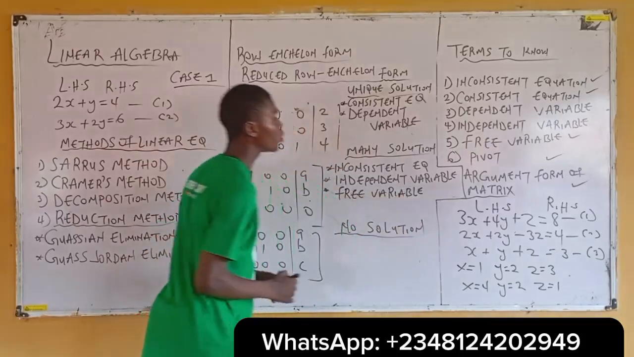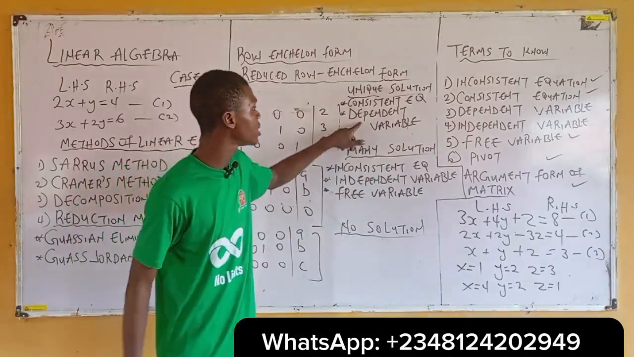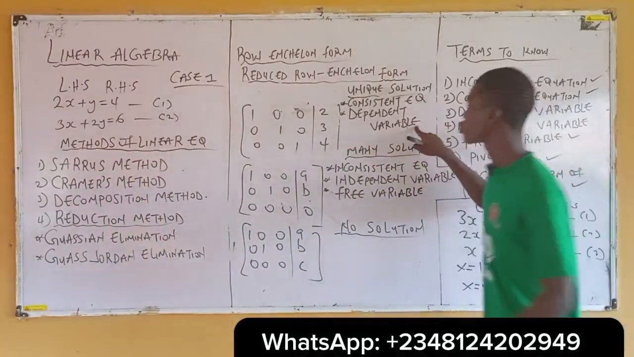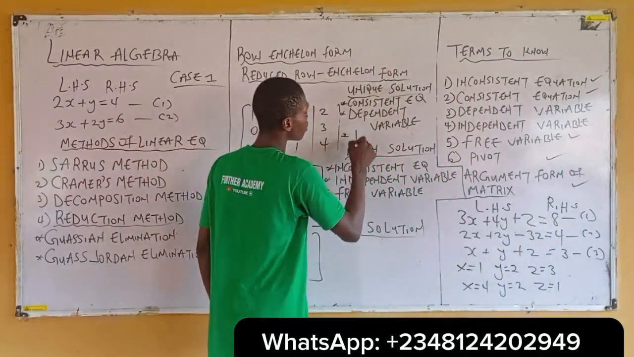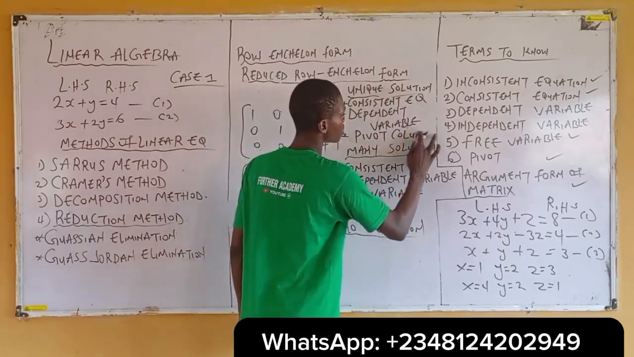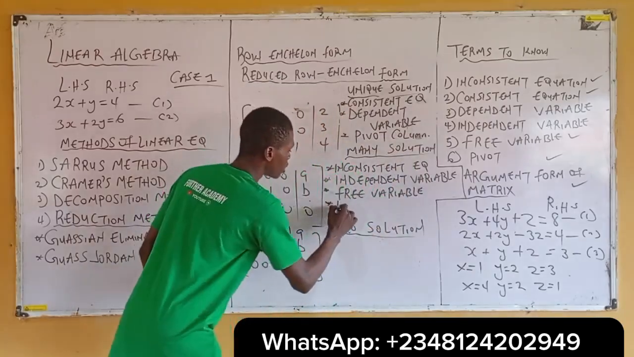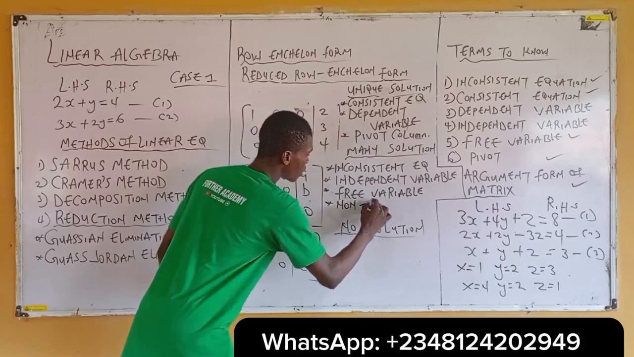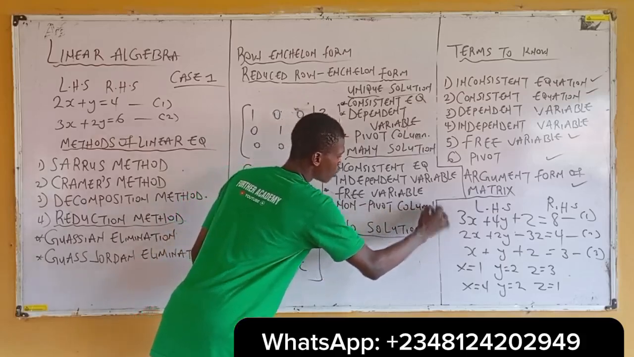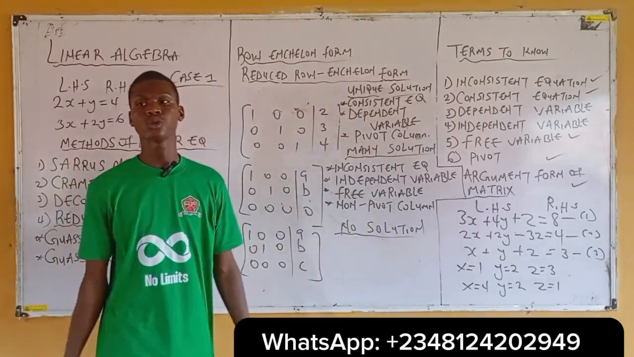And take note that we made mention of pivot column and non-pivot column when we defined dependent variable. We said dependent variable occurs at a pivot column. We are going to look at what that means. Why this occurs where? Non-pivot column. Right?